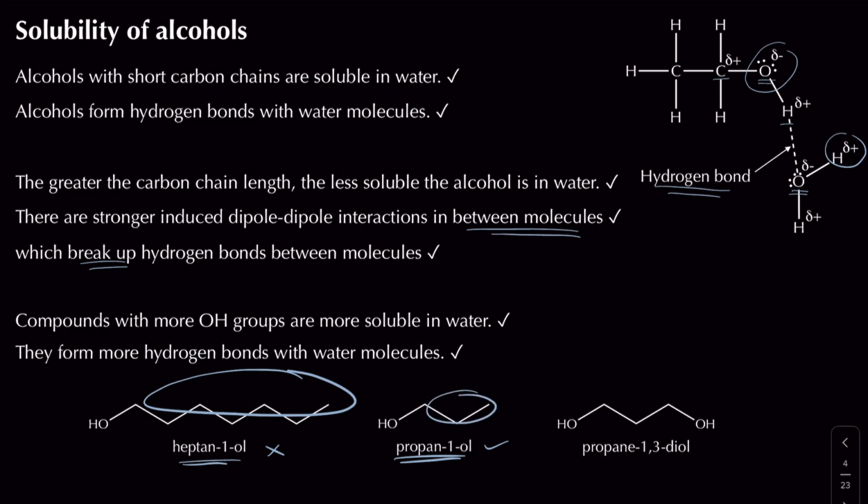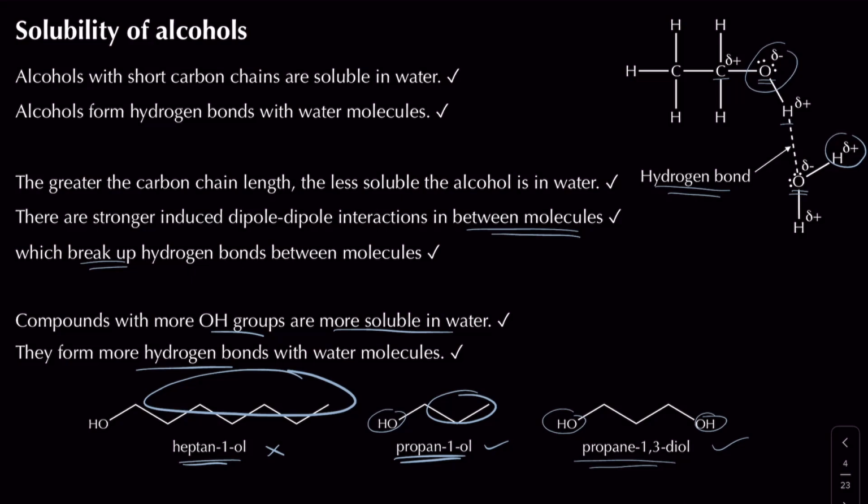Now, when we look at the number of OH groups, the more OH groups we have, the more soluble our alcohol is going to be in water. The reason is, again, we're forming more hydrogen bonds with the water molecules. Look over here, I've got propan-1-ol versus propane-1,3-diol. On the left, I've got 1 OH. On the right, I've got 2 OHs. The more OH groups we have, the more hydrogen bonding we form between our molecule and the water molecules. And so propane-1,3-diol is going to be much more soluble compared to propan-1-ol.